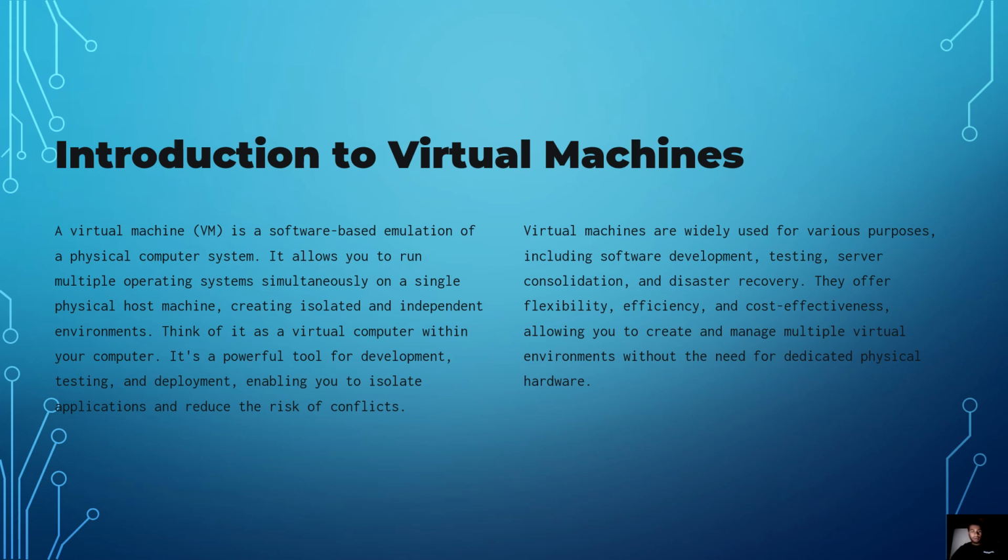First, we are going to learn about what virtual machines are. Introduction to virtual machines. A virtual machine (VM) is a software-based emulation of a physical computer system. It allows you to run multiple operating systems simultaneously on a single physical host machine, creating isolated and independent environments. Think of it as a virtual computer within your computer. It's a powerful tool for development, testing, and deployment, enabling you to isolate applications and reduce the risk of conflicts.